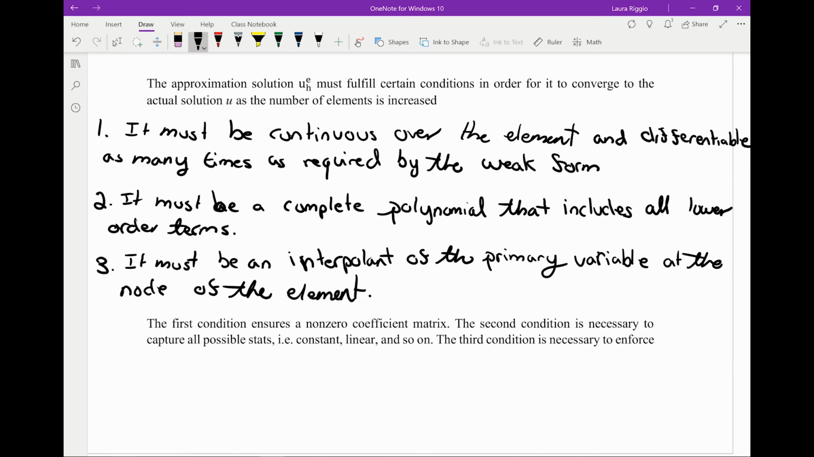The first two are fairly straightforward. The first condition ensures a non-zero coefficient matrix. The second condition is necessary to capture all possible states, so we're not losing information when we differentiate. The third condition is necessary to enforce continuity of the primary variable at points common to multiple elements. The third point is really key to comprehending the elegance and power of the finite element method.